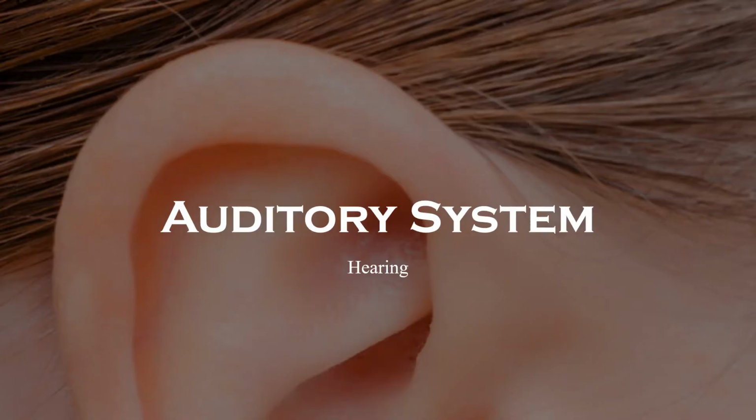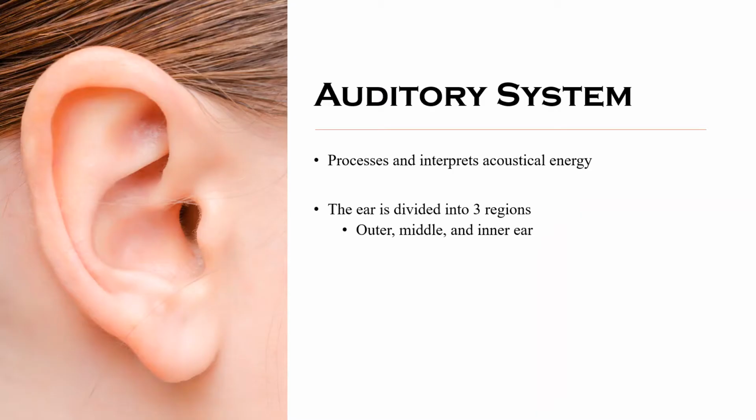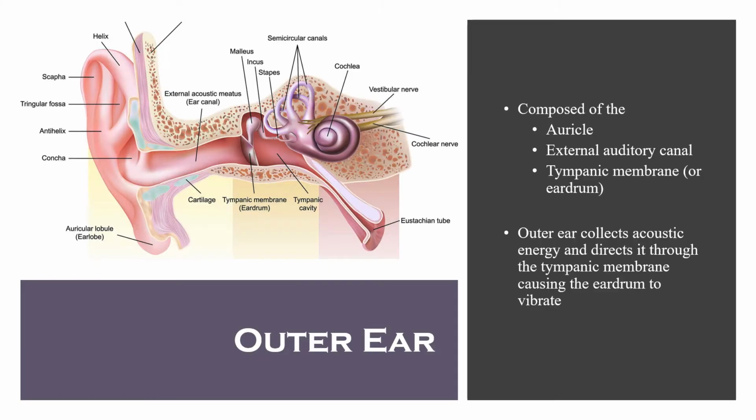Moving on to the auditory system, this is your sense of hearing. The auditory system processes and interprets acoustical energy. Your ear is divided into 3 regions: the outer, middle, and the inner ear. Your outer ear is composed of the auricle, the external auditory canal, and the tympanic membrane, or your eardrum. So the outer ear is going to collect acoustic energy and direct it through the tympanic membrane, and this causes the eardrum to vibrate.